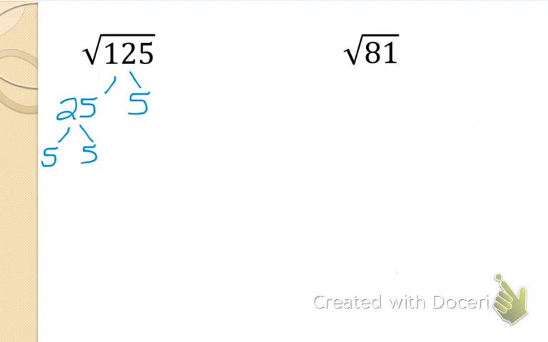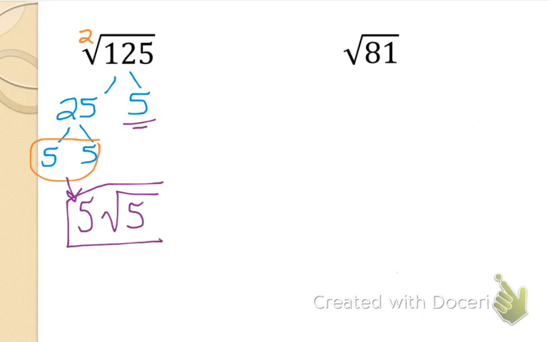So what we're going to do now is put them in pairs, because again, we're working with the square root. So those 5's were paired. However, this 5 was not paired. So if you end up with something that is not paired, that means you end up with a radical. This 5 goes inside of the square root, and this pair, we're only going to write the quantity once. So 5 square root of 5 is the simplified answer of what we had here.